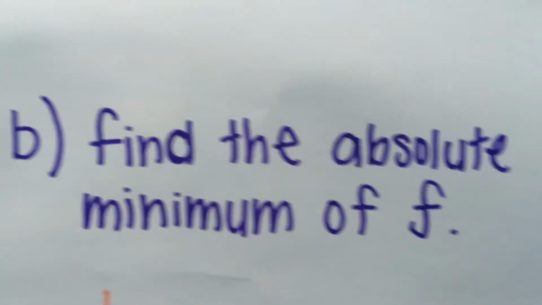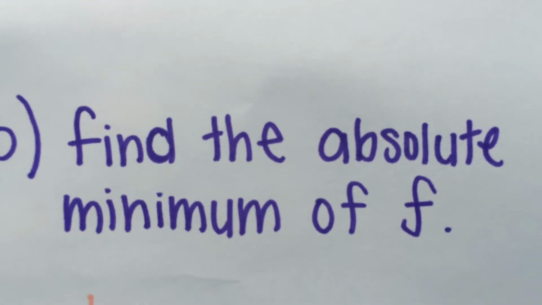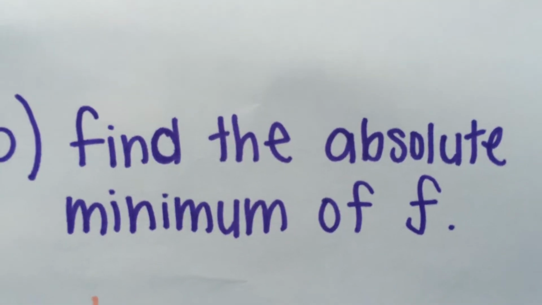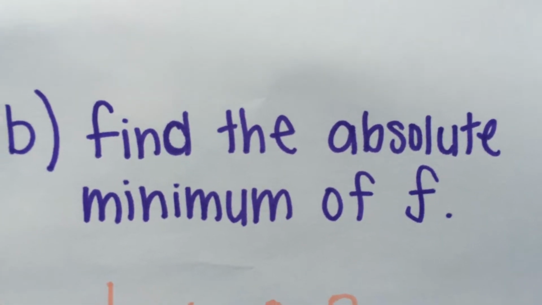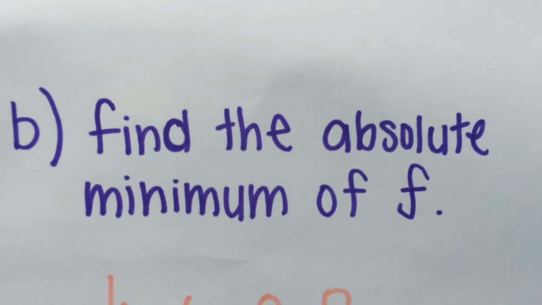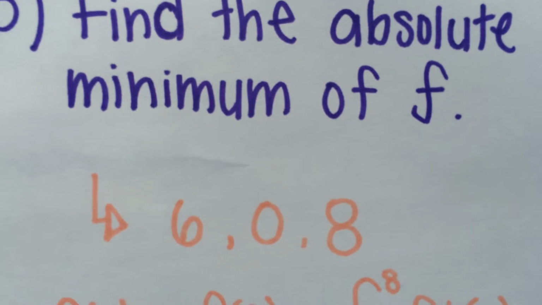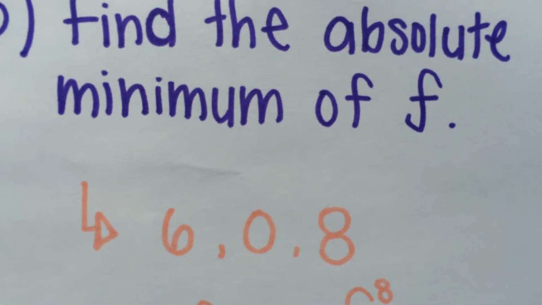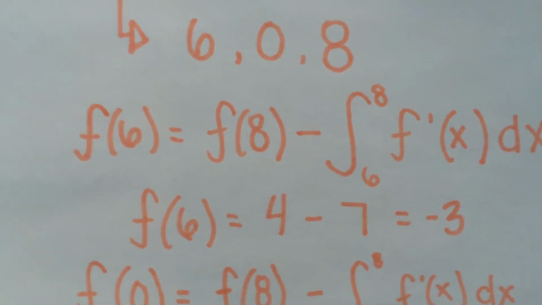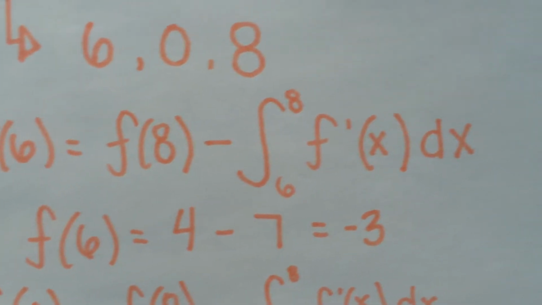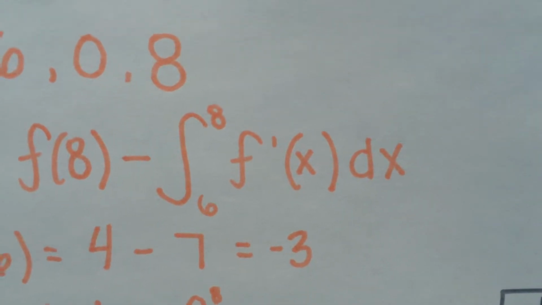Moving on, part B asks us to find the absolute minimum of f. So we know that the possibilities for the absolute minimum are any local minimums and the 2 endpoints. We know from part A that the only local minimum on the graph is x equals 6. And so our 3 possibilities for this answer are x equals 6, and our 2 endpoints, x equals 0 and x equals 8. To find f of 6, we need to evaluate f of 8 minus the integral from 6 to 8 of f prime of x dx.